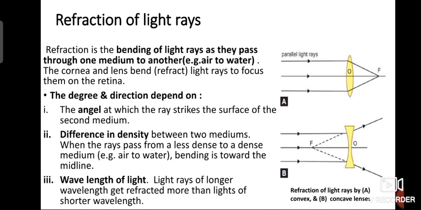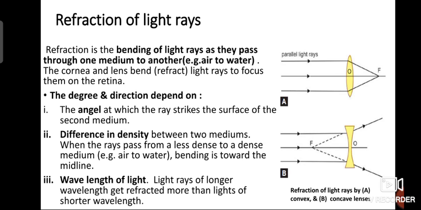Now the first is refraction of light rays. Refraction is the bending of light rays as they pass from one medium to another, for example air to water. The cornea and lens bend, or refract, light rays to focus them on the retina. The degree and direction depend on the angle at which the rays strike the surface of the second medium and the difference in density between the two media. When the rays pass from a less dense to a denser medium, for example air to water, bending is toward the midline, and it depends on the wavelength of light. Light rays of longer wavelength get refracted more than light of shorter wavelength.